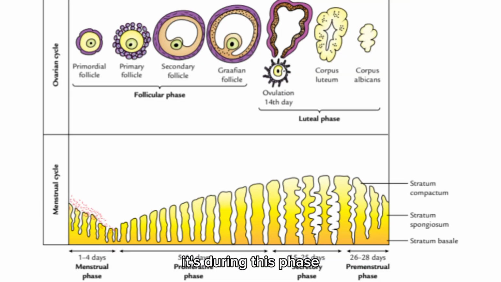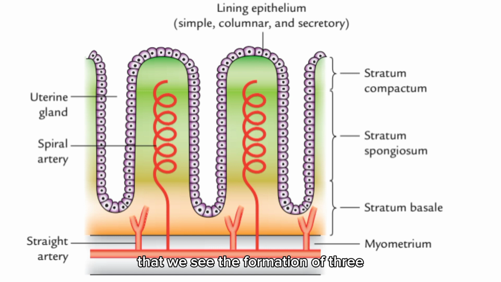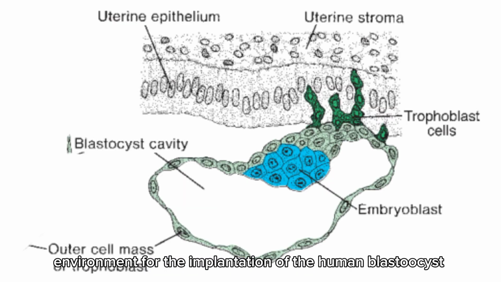succulent. It's during this phase that we see the formation of three distinct layers within the endometrium: the superficial compact layer at the top, the intermediate spongy layer in the middle, and the thin basal layer at the base. These layers provide a nurturing environment for the implantation of the human blastocyst.